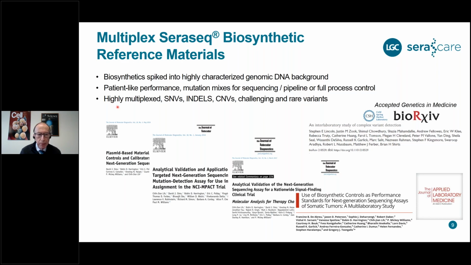They can be highly multiplexed, anywhere from 10 to 50 different mutations per mix, and include all the SNVs, insertions, deletions, copy number gains, and of course we can include challenging and rare variants too. And there's a number of publications you can see here which have been peer-reviewed and shown to accept this technology for NGS assay validation.